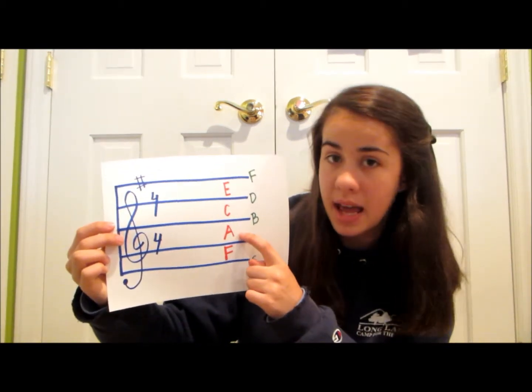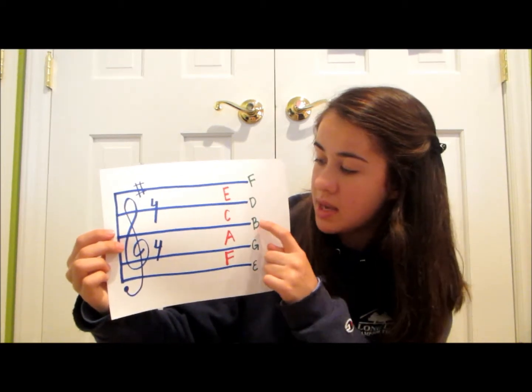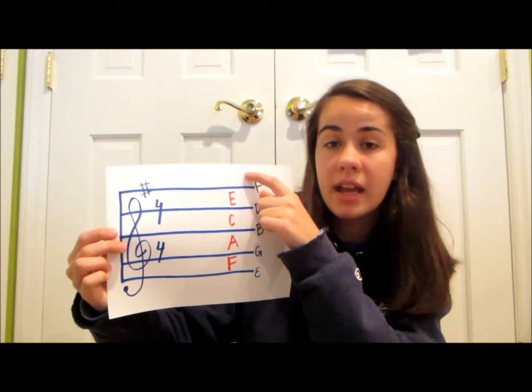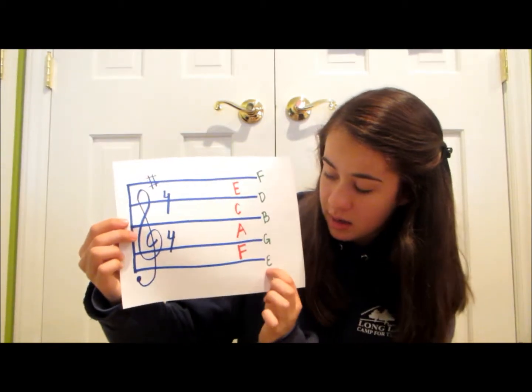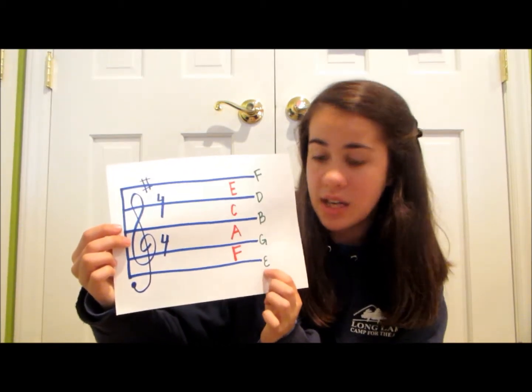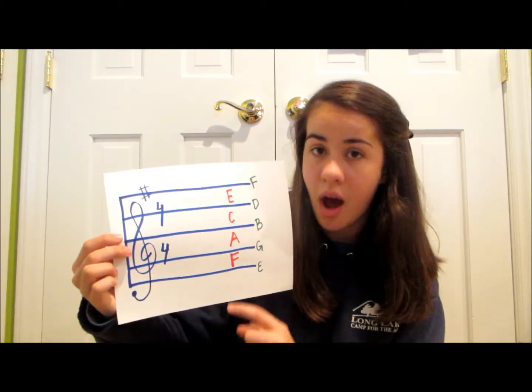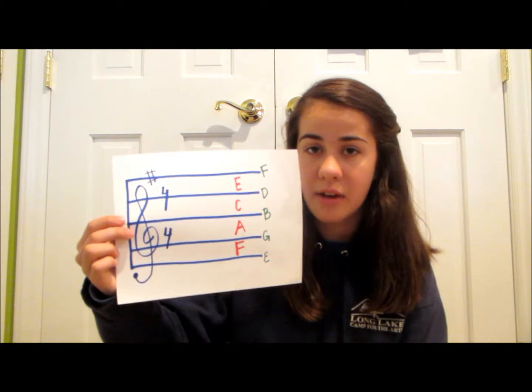So if we start at A, going up, we have A, B, C, D, E, F. So the note above the staff here is a G. On the bottom of the staff, we have an E, so the note directly before E is a D, because we are going up the staff in the order of a scale.